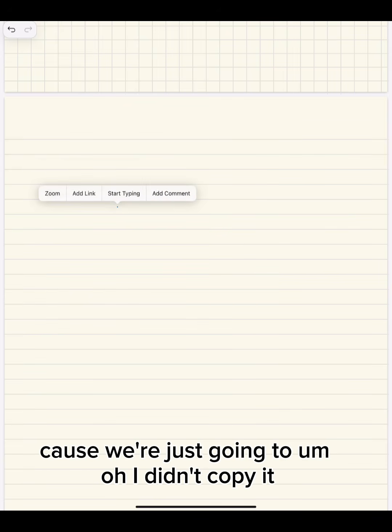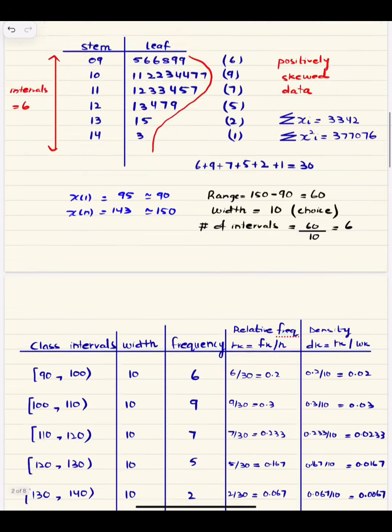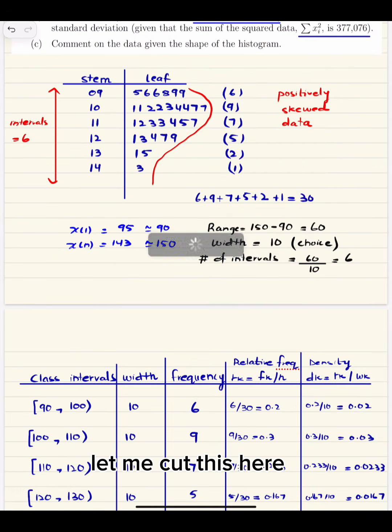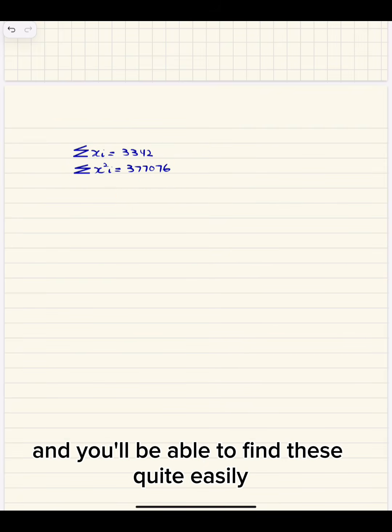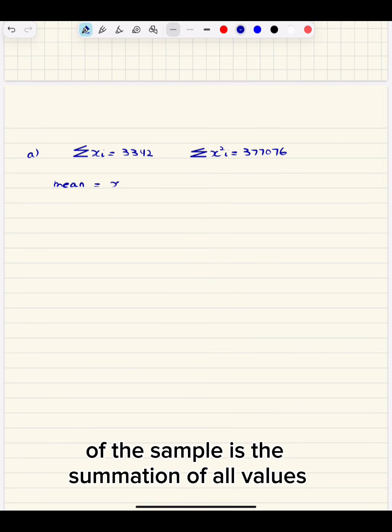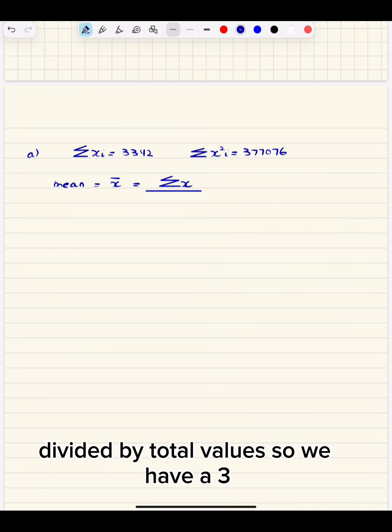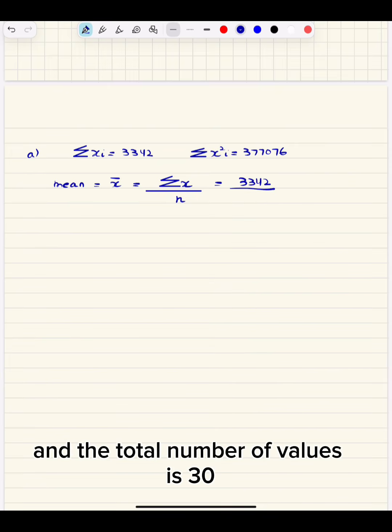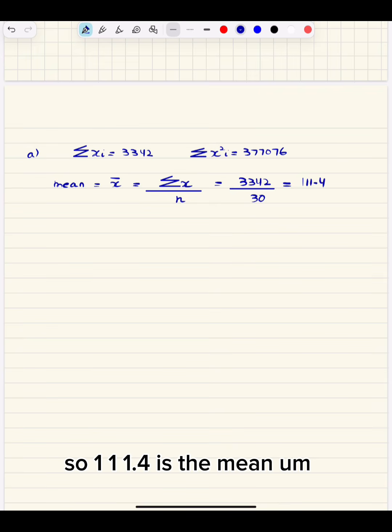It's going to be easy enough, because we're just going to, oh, I didn't copy it. Let me cut this here. You're just going to use the formulas and you'll be able to find these quite easily. So the formula for the mean of the sample is the summation of all values divided by total values. So we have 3342 in the numerator, and the total number of values is 30. So 111.4 is the mean.